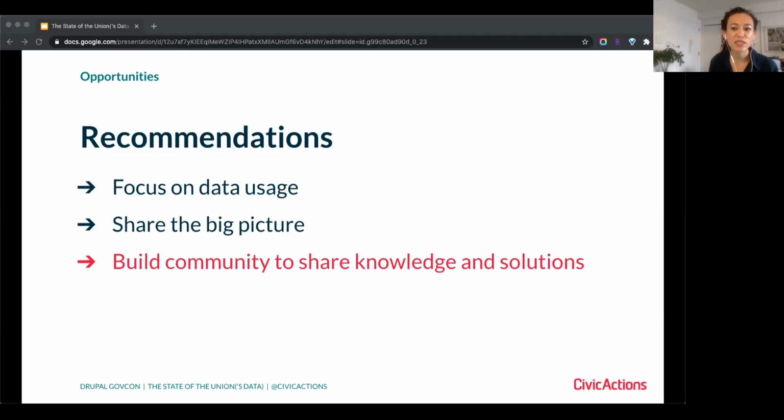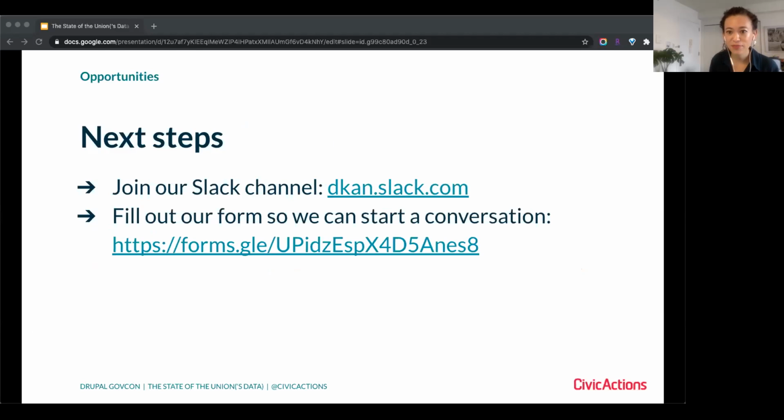But we also saw deep silos between them. And we heard a lot of people say that they just wanted to be talking to other people and finding out what they were doing and how they were solving problems. Which brings us to our next step.